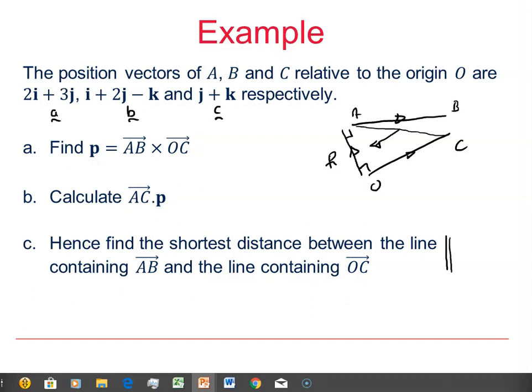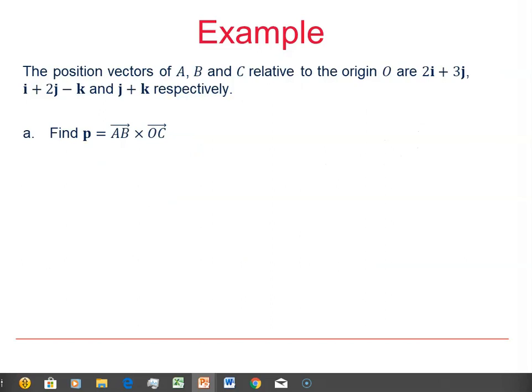So let's look at it in a little bit more detail. Firstly, we want to find AB cross OC. Well, OC is just the vector from O to C, so that will be equal to the position vector of C, so that is J plus K. AB needs a little bit more work.